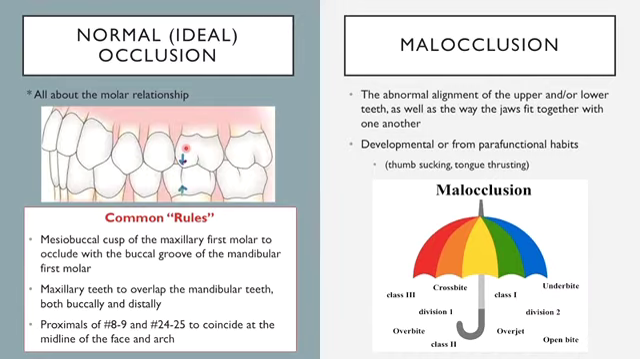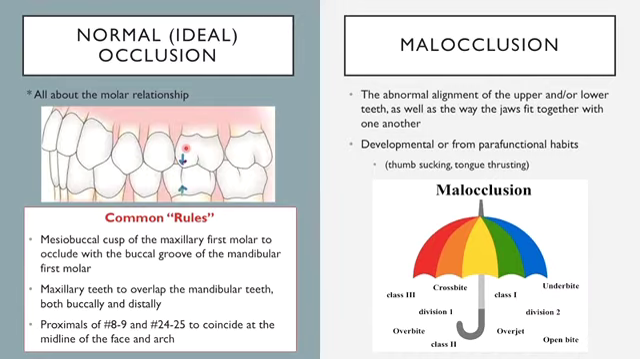And lastly, the proximals of number 8 and 9 and number 24 and 25 will line up in the center of the face and the arch. This just creates a symmetrical look where the midlines are aligned. Now talking about malocclusion.